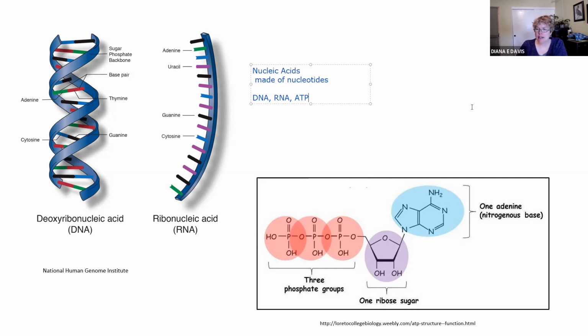So a nucleotide looks a lot like what you see here. There is a sugar and a nitrogen containing base attached to it. This particular one is ATP. Here are the 3 phosphate groups on ATP. There's the adenine that gives ATP the A. So adenosine triphosphate comes from the adenine and 3 phosphate groups.